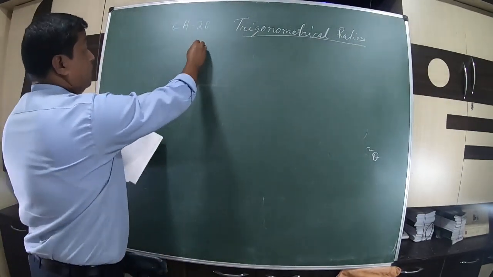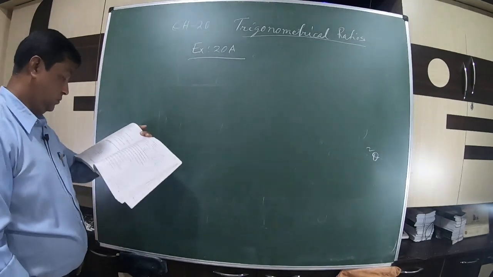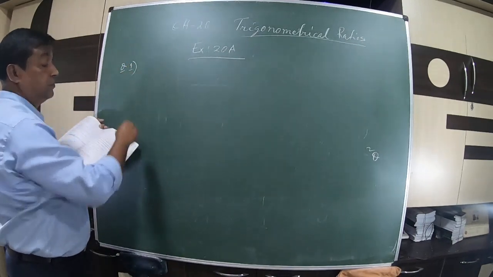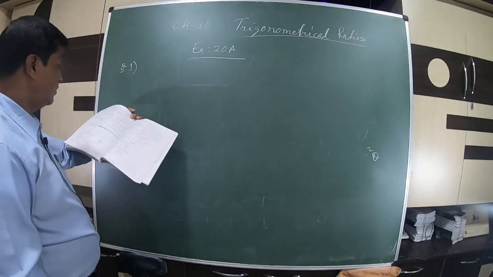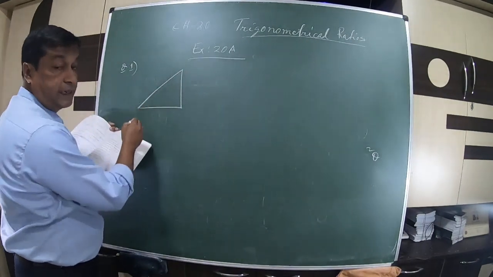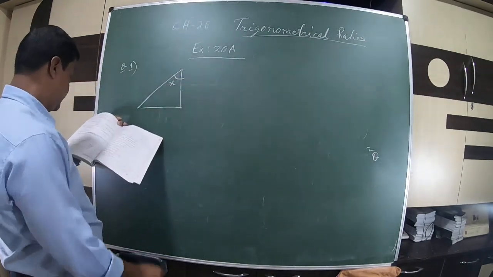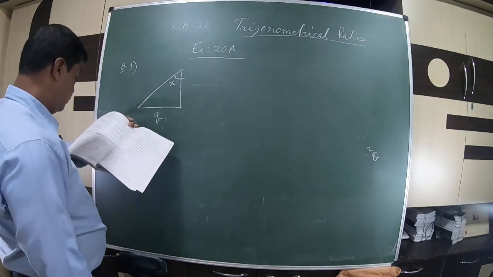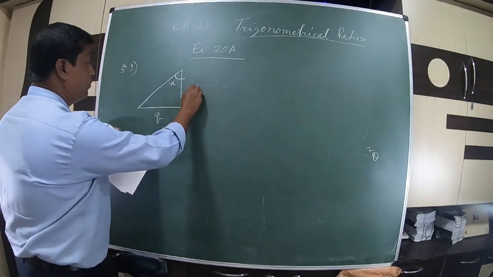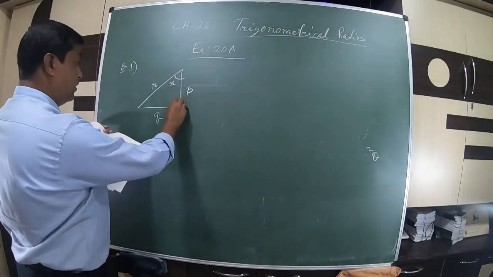Now exercise 20a, question number 1. You see in your book, question number 1. Let me just draw the first diagram. All of you have the textbook. You see the first diagram. This angle is x. This is q. Then this is perpendicular, and this is given actually perpendicular or whatever it is. We'll find it out later on.